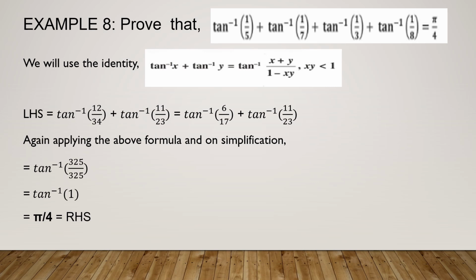So first group the first two terms. This is a simple use of the identity. First group the first two terms and then the second two terms. Apply the above formula. So you will get tan inverse of 12 by 34, which is tan inverse of 6 by 17. Second term is plus tan inverse of 11 by 23. Again use the above formula and group the terms. So you will get tan inverse of 325 by 325, which is tan inverse of 1. You know that tan inverse of 1 is pi by 4. Why? Because tan pi by 4 is 1. So this is equal to pi by 4, our right hand side.